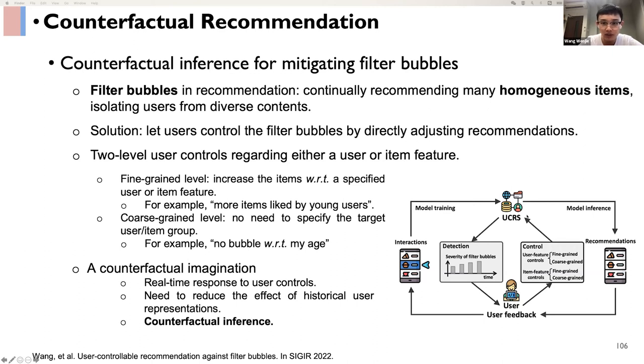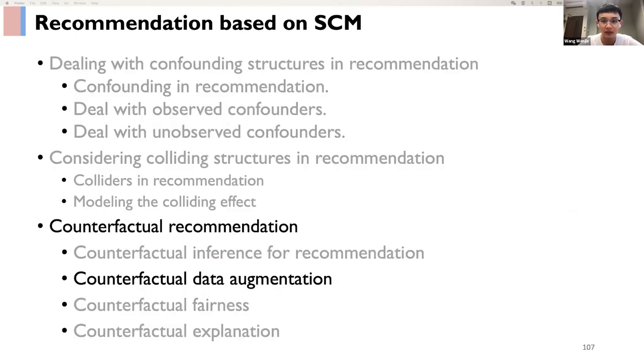If the user inputs some new control command, the new control command can be inconsistent with the historical interactions. For example, in the history, I like many romance movies, but today I input some control command like "more action movies." So action movies will be inconsistent with romance movies. So in this case, we can also use counterfactual inference to mitigate the effect of some outdated, old interactions. Yeah, this is the work about mitigating filter bubbles. Any questions? If no questions, I will just move on.